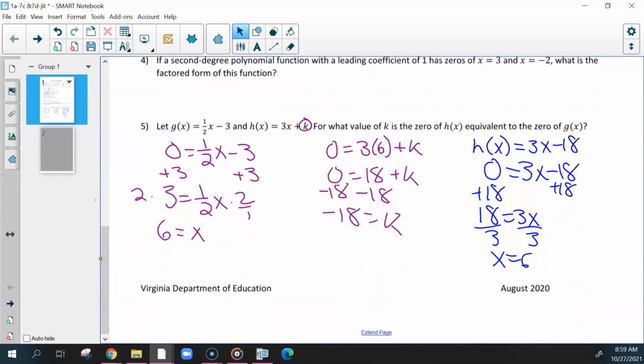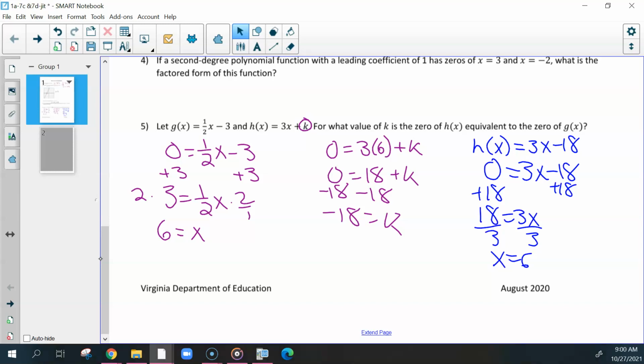Number 5 was a little bit challenging, so I'm going to talk through all of this. The question was asking what number could we put in for k so that we get the same X-intercept for both of these problems. So you would need to find your X-intercept of this one, which is what this part is, finding the X-intercept. That X-intercept happens to be 6, but then that doesn't answer the question, what value of k do we need to put in for the X-intercept to also be 6?